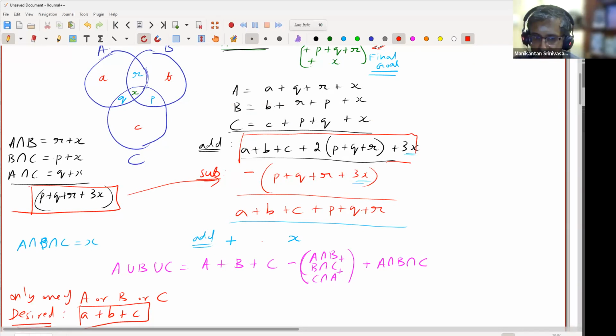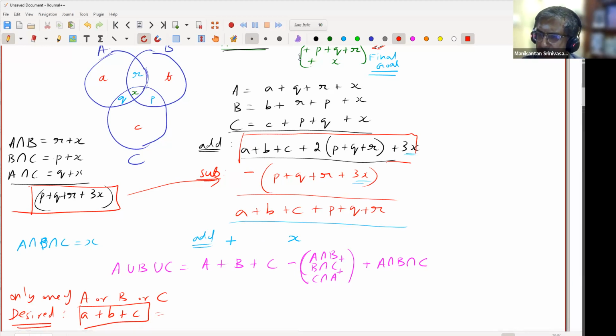So can you arrive at this value using combinations of A, B, C, A∩B, B∩C, C∩A, and A∩B∩C? So, manipulating all of this, arrive at a formula for only one of A or B or C. Can you do that for me, please? Is this question clear to everyone? All of you clear on this, right? Okay.